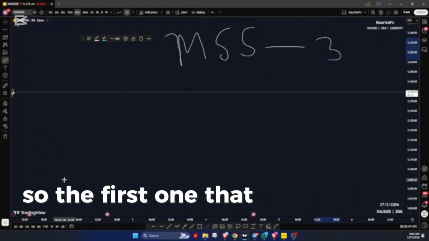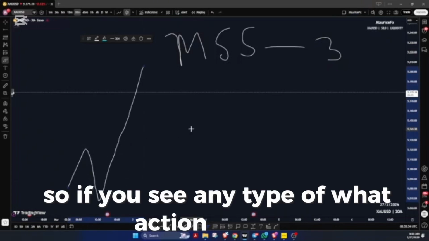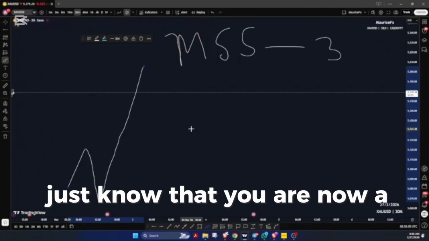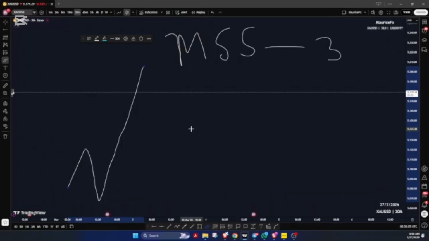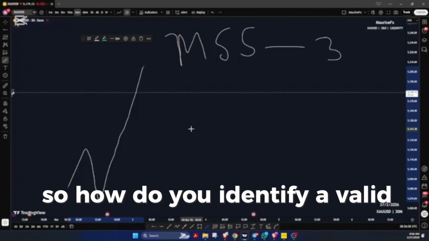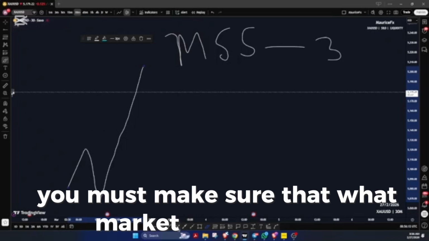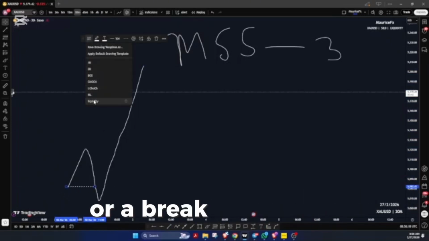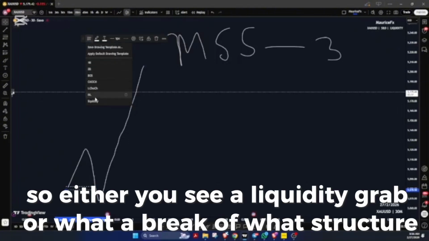So the first one that you are going to learn is the swing structure. Can you see the drawing? If you see any type of pattern on your chart like this, just know that we are now in a swing structure, irrespective of the time frame. So how do you identify a valid swing structure? Before you can identify a valid swing structure, you must make sure that the market has given you either a liquidity grab here or a break of structure.